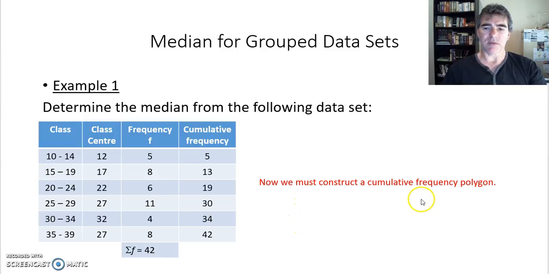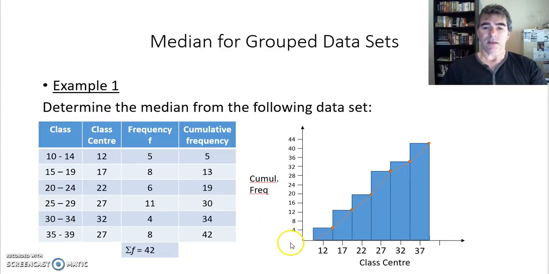I like to do the histograms and polygons together, because with the polygon we join the top right hand corners of the columns, and that will certainly make things easier if we draw. As I've shown you in a previous video, there's our class centers along the bottom. We've got to go up to 42, so I've chosen an appropriate scale. My class center of 12 had a frequency of 5, so this column goes up 5. This 17 class center goes up to 13.